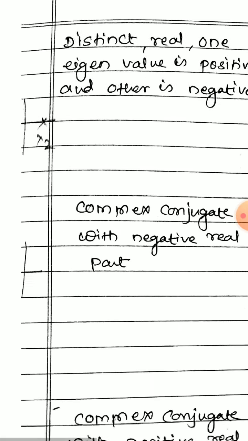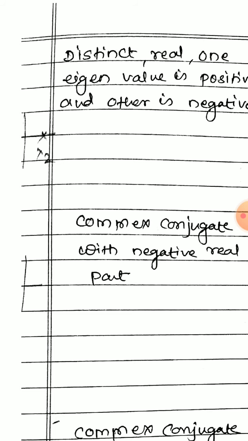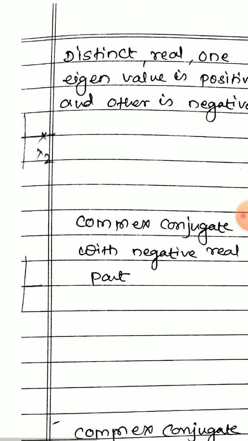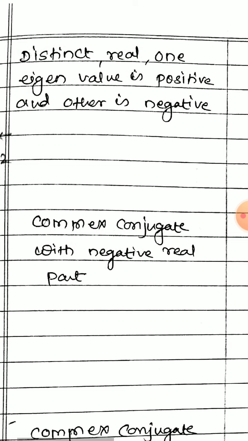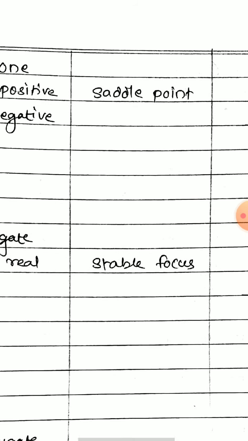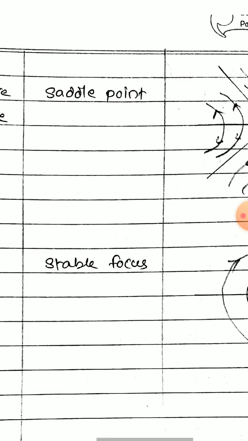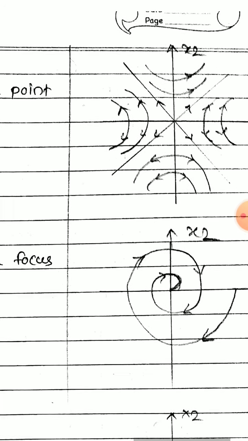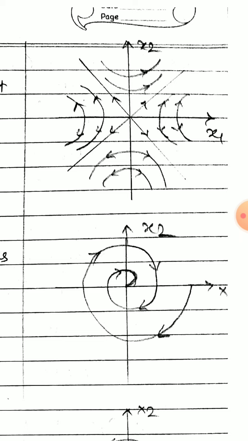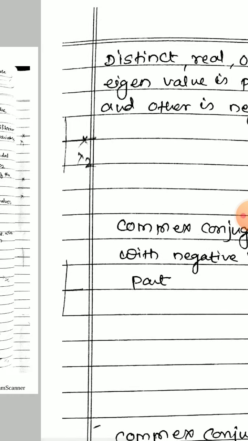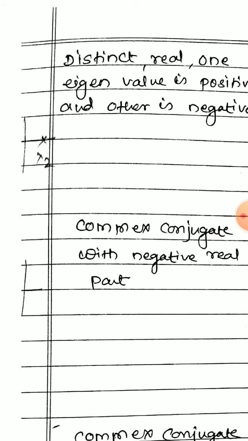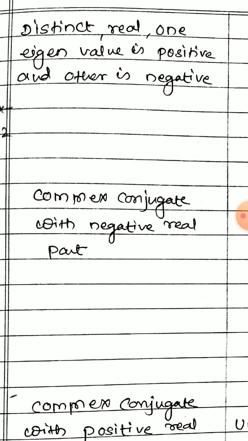Now the third type is when the eigenvalues are distinct and real, with one eigenvalue positive and the other negative. Such an equilibrium point is called a saddle point, and its phase portrait will be as shown in the figure. Next, the eigenvalues are complex conjugate with negative real part.